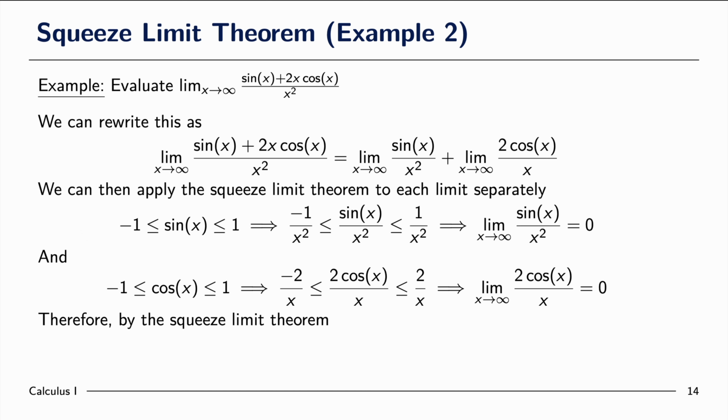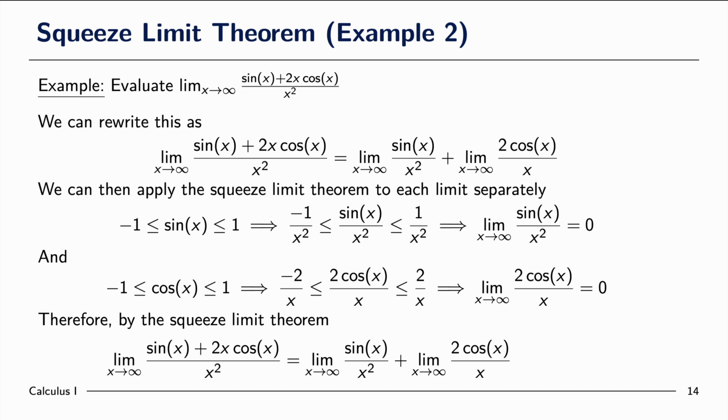So by the squeeze limit theorem, the limit of sine x plus 2x times cos x, divided by x squared, as x approaches infinity is equal to 0 plus 0, which is equal to 0.